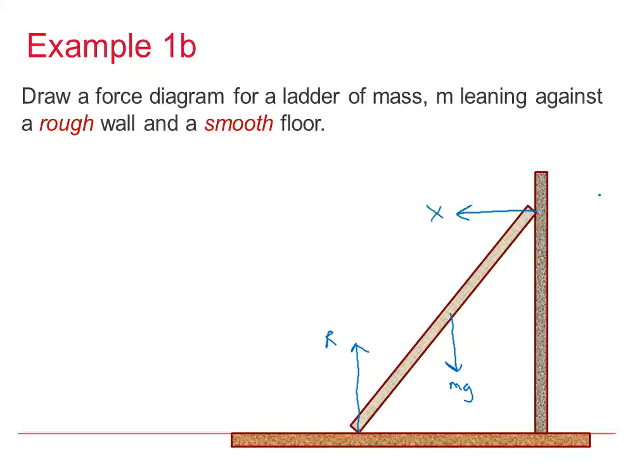But this time it's the wall that is rough. So the ladder is going to try and slide down the wall, so friction will oppose that tendency to move, so friction is acting up. So there's my force diagram.